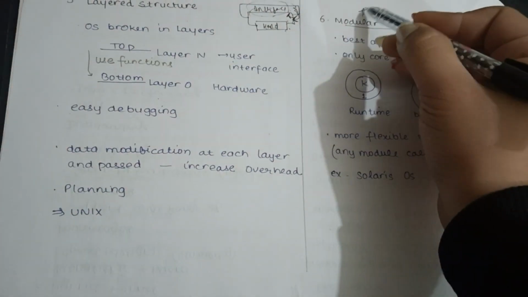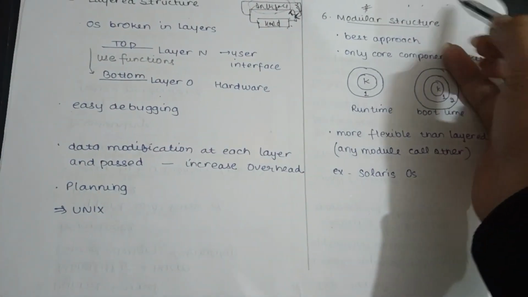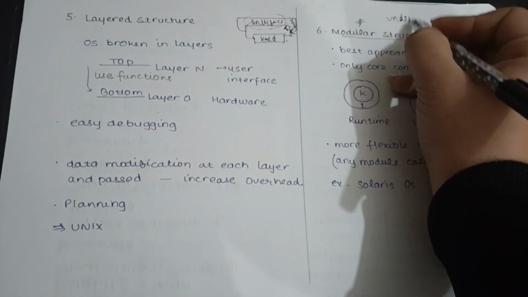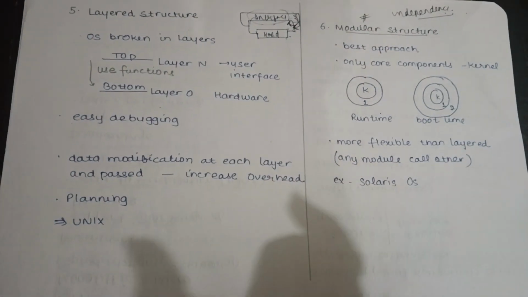Modular structure is considered to be the best approach now. Modular means we are adding the modules. Modular depends on independence, so it depicts the independence. So different modules have to be independent.